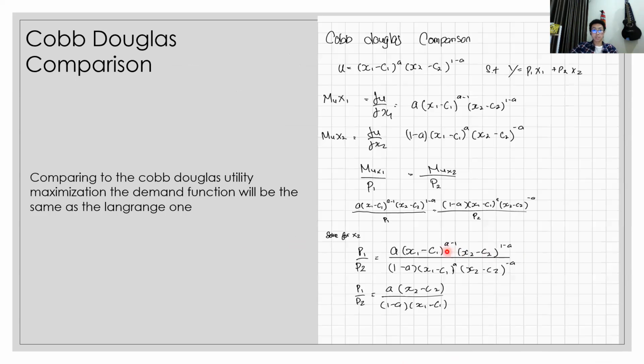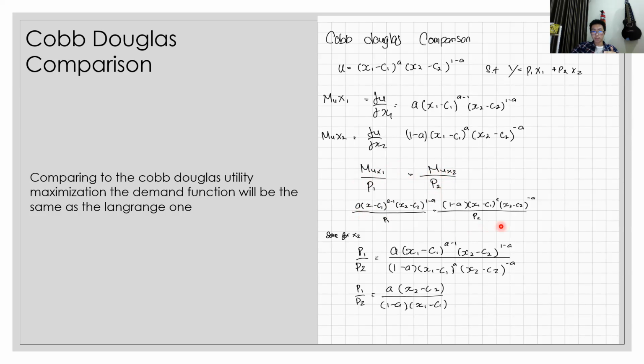Next, we compare it to the Cobb-Douglas function. In the Cobb-Douglas, we need to find the marginal utility of x1 and the marginal utility of x2. How are we going to do that? We're going to do that by deriving with respect to x1 and x2. Also, we get the marginal utility of x1 over p1 equals the marginal utility of x2 over p2.